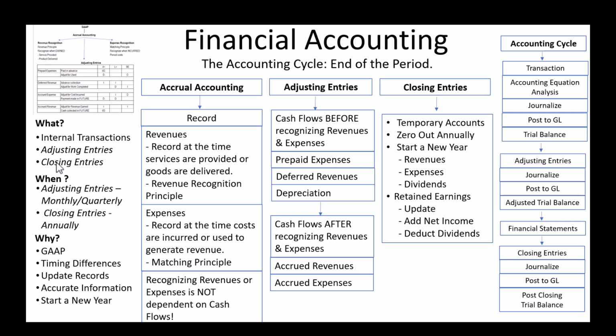Understanding the second part of the accounting cycle requires that you understand accrual basis accounting and know the difference between accrual basis accounting and cash basis accounting. The key difference between the two is the timing of when revenues and expenses are recorded. Under accrual basis accounting, revenue is recorded when services are provided or products are delivered. Expenses are recorded when they are incurred to generate revenue.